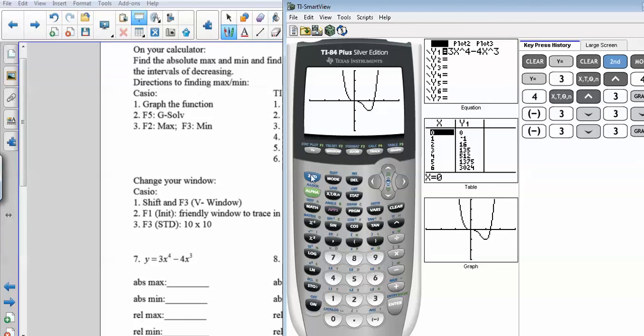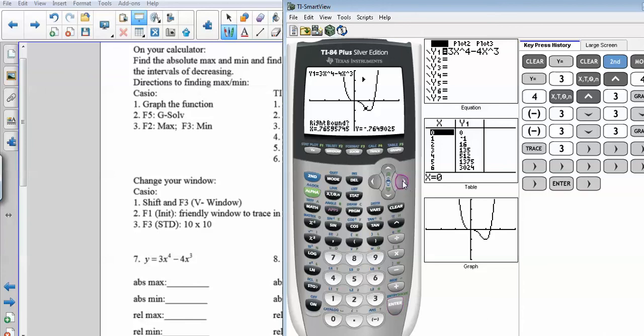I press second, calculate, and choose 3 minimum. I need a point that's to the left of the minimum, so I'm using my right arrow to get closer to the number. And now I'm to the left of the minimum value, so I press enter. I'm going to go right some more until I'm on the right of the minimum and press enter. And then I'll go close to the minimum and I'll press enter again.